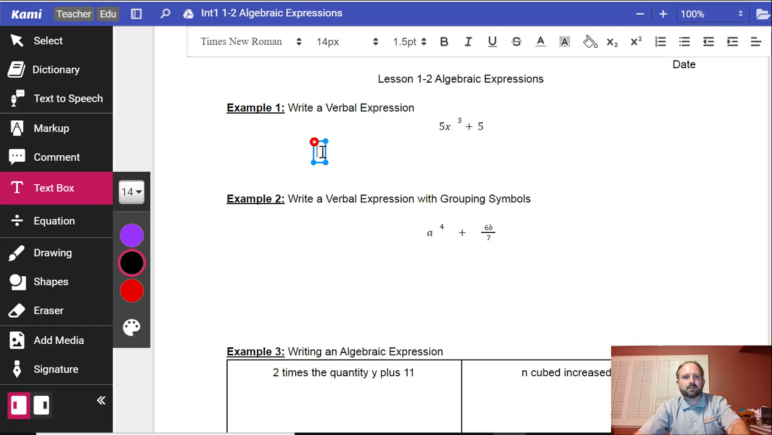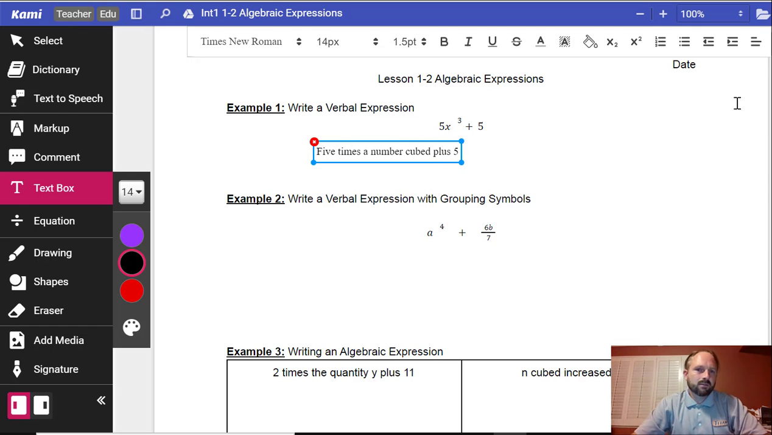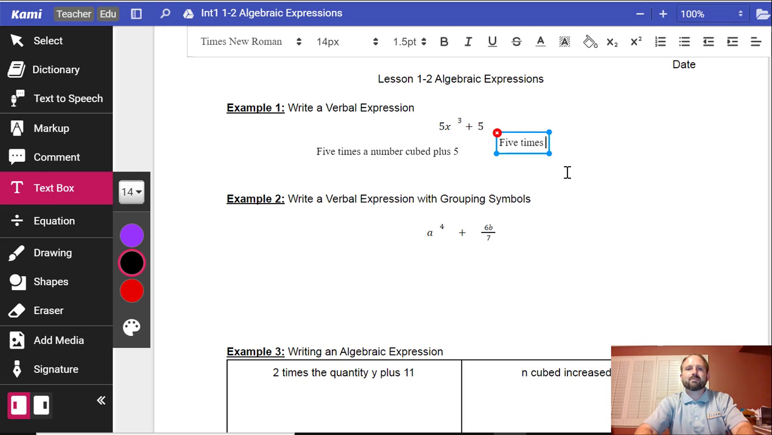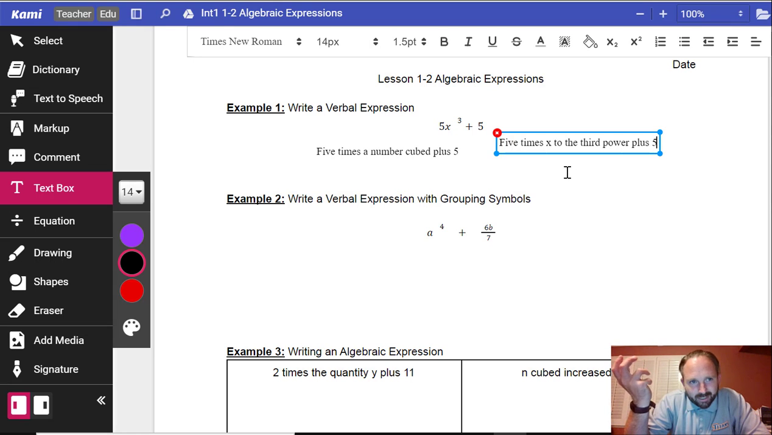So this would be 5 times a number, but first, that number has to be cubed, plus 5. I mean, we could say that this is 5 times x to the third power plus 5. What does this really mean? It means, hey, there's more than one way to say it.